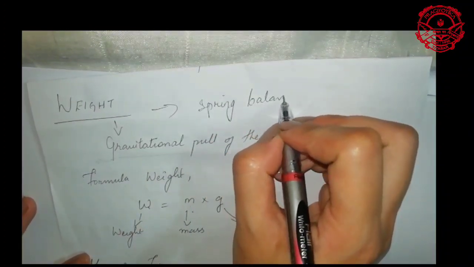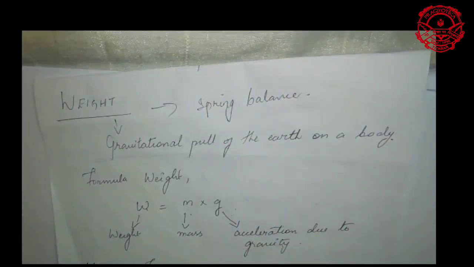So if you want to know what a spring balance is, you can refer to your textbook, page 49, figure 3.10. Okay, so you'll all know what a spring balance is. This spring balance is used for measuring weight because it has a spring. You all know what a spring is, right?